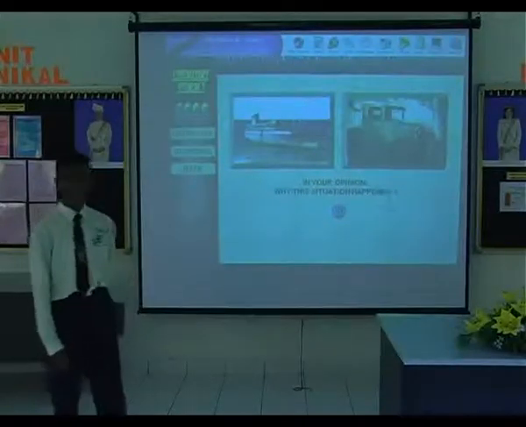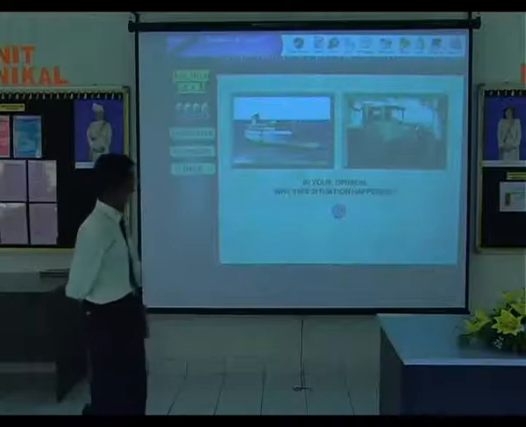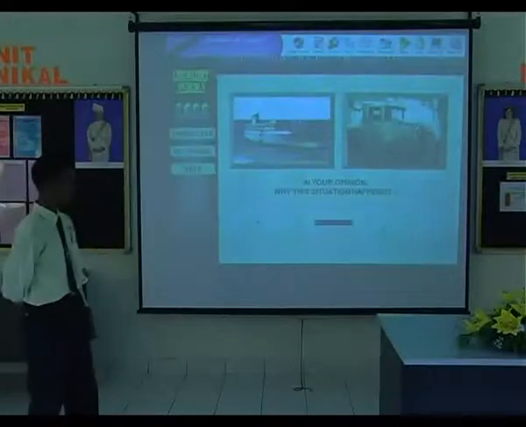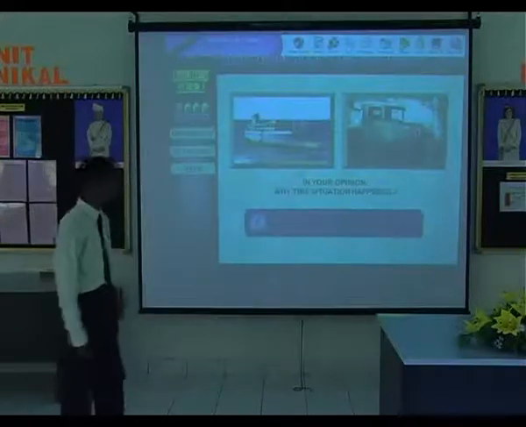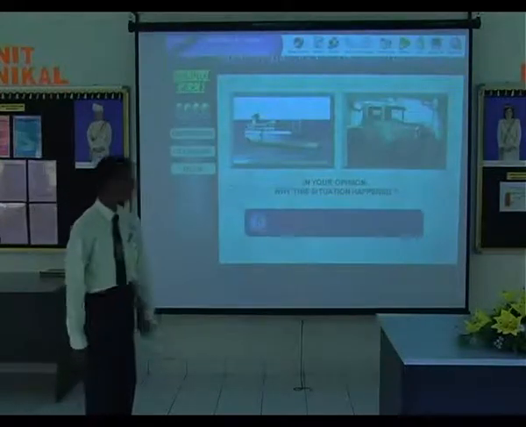In your opinion, why is this situation happening? All the vehicles rust because of the corrosion process of the metal.